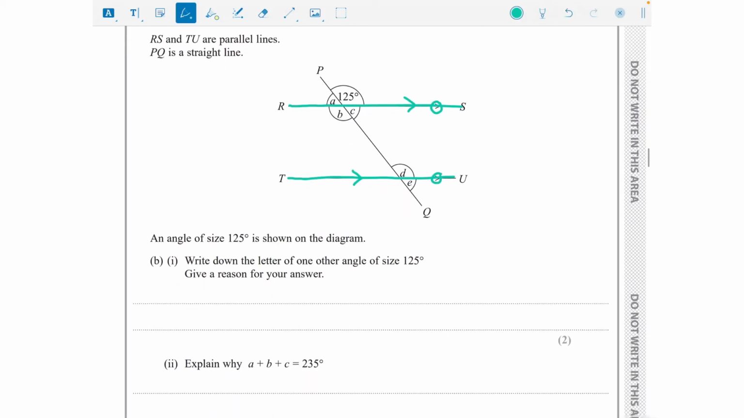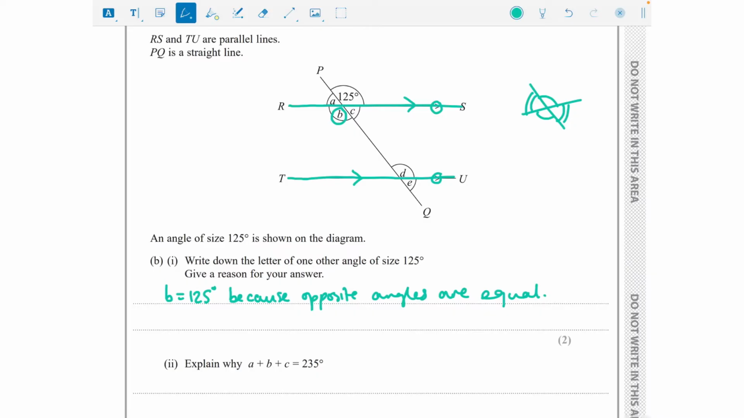Now you've got a few choices here, but we've got to give a reason for our answer, and it must match up with the one that you say. So for example, if I said B, I could say B equals 125 degrees because opposite angles are equal. So if 2 angles are opposite each other and they're making that X shape like that, then the ones that are opposite are going to be equal. So because opposite angles are equal, that's one correct answer.